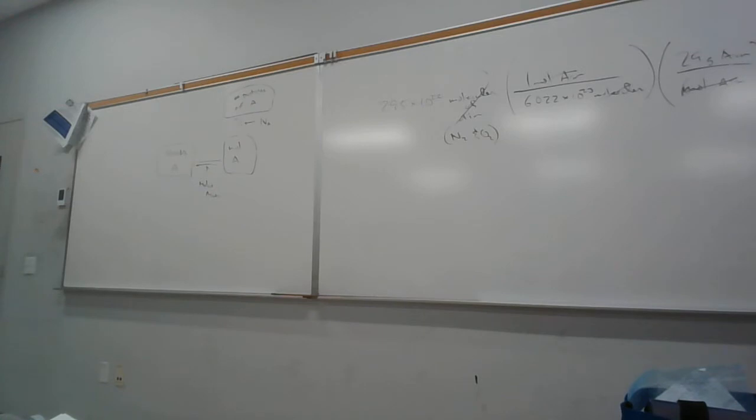So let's go ahead and calculate how many grams of air was inhaled. It would be 2.95 times 10 to the 22nd divided by 6.022 times 10 to the 23rd, times 29.